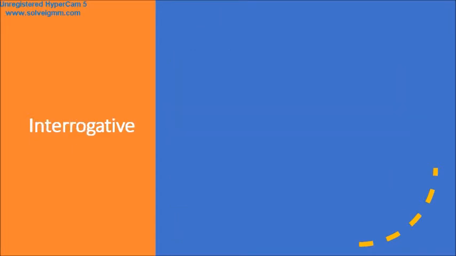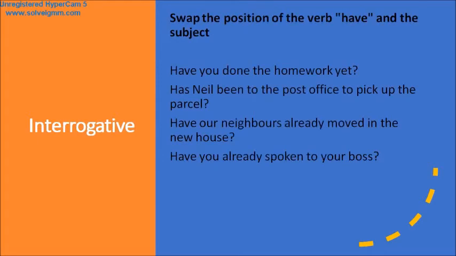To make an interrogative form of present perfect tense, you simply swap the position of the verb have and the subject. The following sentences show us this rule. Have you done the homework yet? Has Neil been to the post office to pick up the parcel? Have our neighbors already moved into the new house? Have you already spoken to your boss?